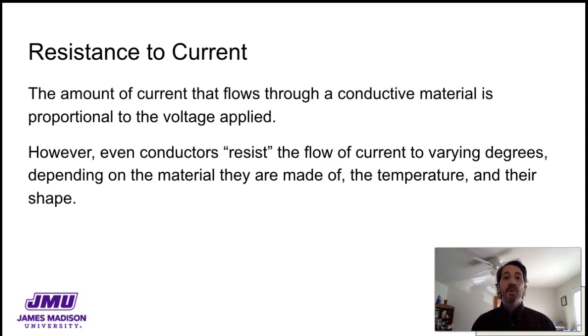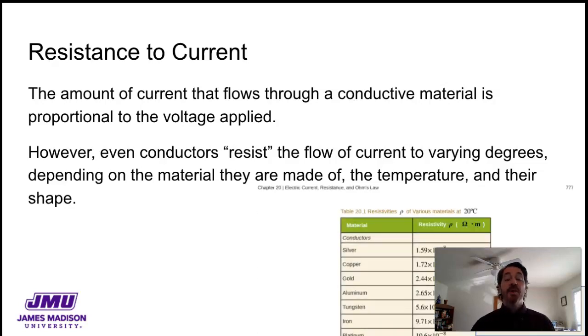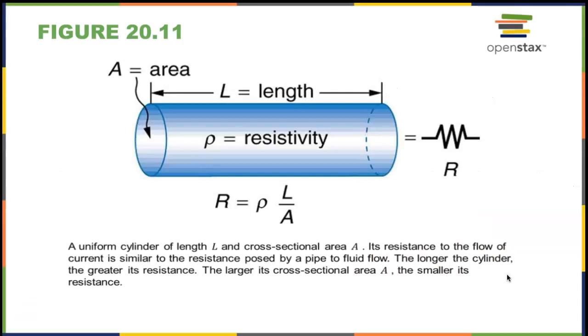The amount of current that we would measure flowing through a conductive material is proportional to the voltage applied to that material. The more voltage, the more current. However, even conductive materials resist the flow of current to varying degrees depending on the material that they are made of and the temperature and the shape of the material. The table on this slide has to do with how much the material itself matters. That table was a measure of something called resistivity of a given material.